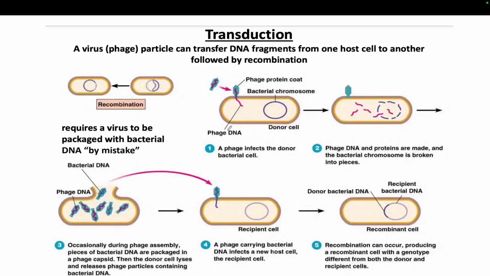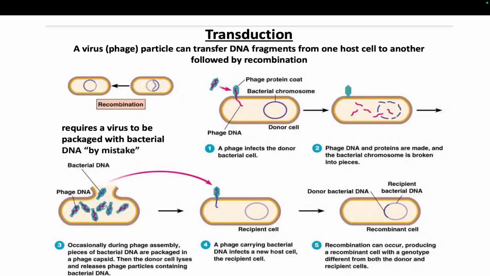Yeah, this is the first step. So this is the bacterial chromosome of the donor cell. One phage particle infects this bacterium. Then phage DNA and protein are made, and the bacterial chromosome is broken into pieces. Occasionally during phage assembly, the phage will multiply inside the host cell, and DNA will be encapsulated during the packaging of the virus. The donor cell lyses and releases phage particles containing the bacterial DNA.